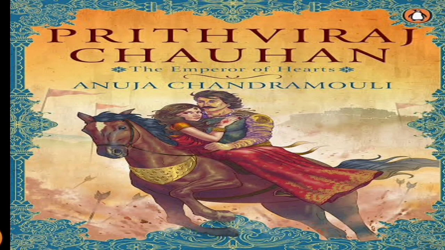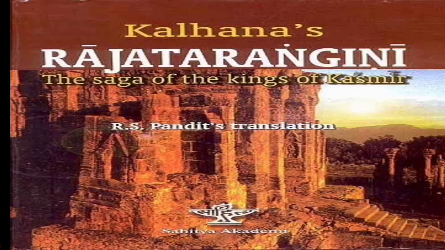And next is Chand Bardai's Prithviraj Raso. So Prithviraj Chauhan is a powerful ruler of Chauhan dynasty. He belonged to Rajput and he defeated Muhammad Ghori in a battle called Battle of Tarain. So all his achievements were mentioned by Chand Bardai in his poem called Prithviraj Raso. So you will get to know more in the forthcoming lessons about Prithviraj Chauhan. So next is Kalhana's Rajatarangini. So it tells about the pre-Islamic period.